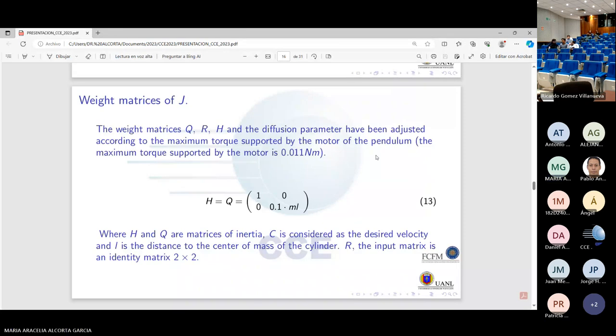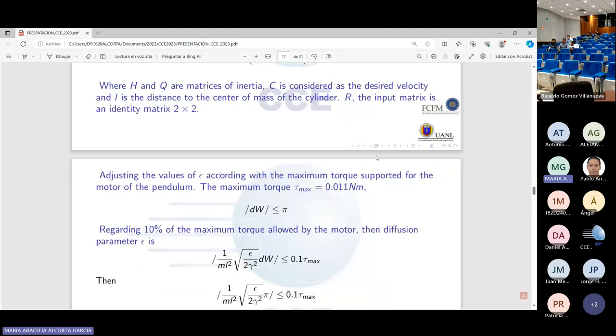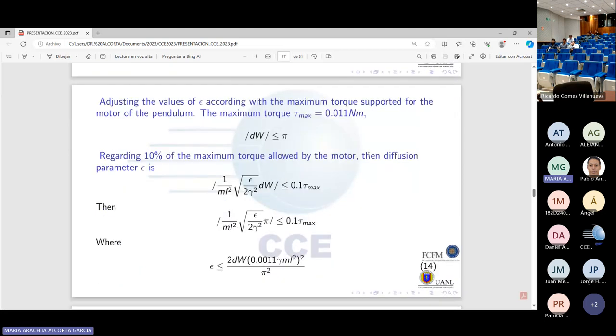On the other hand, we need to adjust the values of the diffusion parameter because we don't want to exceed the maximum torque of the motor of the pendulum. On this page, you can see the procedure to get the bound of epsilon. The bound of epsilon depends on gamma, the mass, L, and dW, the white noise.